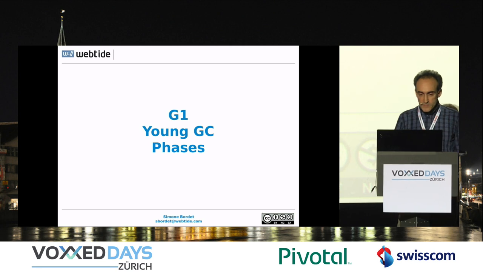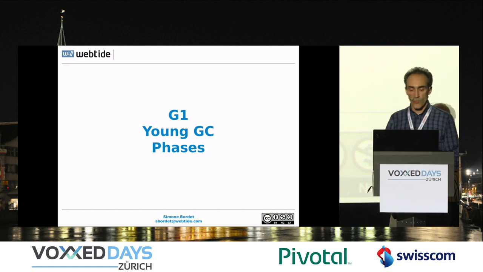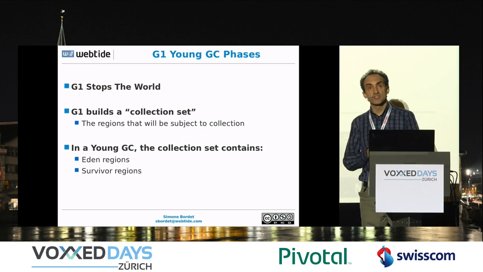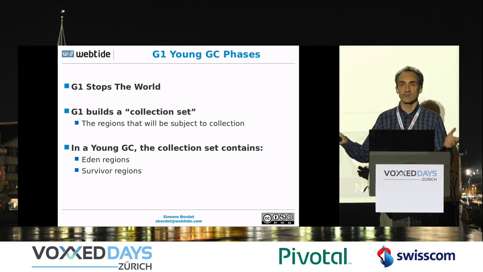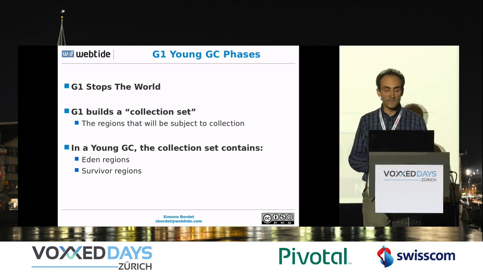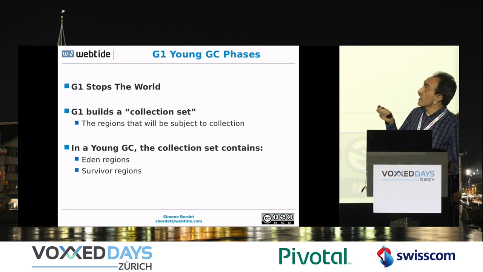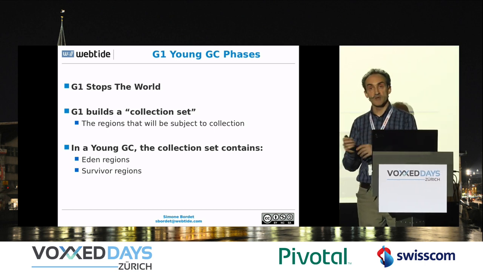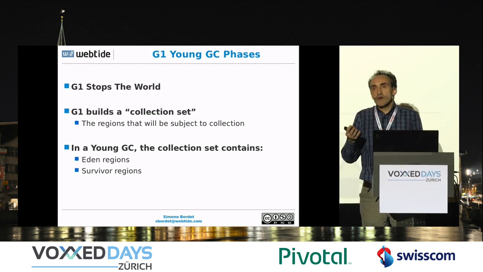So now let's go into a little bit more detail about the G1 young generation phases. What happens when G1 performs a young GC? Well, the young generation collection in G1 is still a stop-the-world collection. So the first thing that G1 does is stop the threads. All the application threads are stopped. And then at that point, G1 waits for all the threads to stop, which could take time. And G1 at that point builds what's called the collection set. Remember this, because we're going back to the collection set concept a little bit later when we look at the old generation phase.